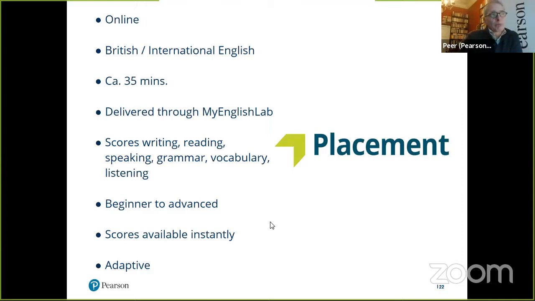It's delivered through My English Lab, and My English Lab is a Pearson-owned learning platform. We host it on our servers, we take care of it, we maintain it, and it runs really well. So the skills that can be tested could be writing, reading, speaking, grammar, vocabulary, and listening skills. Anyone could basically use this test. As we could see on the scale, we can assess beginners, intermediate students, advanced students. So you don't really need to have any particular skill level in order to do this test. The scores are available instantly. And as we said, it is an adaptive test, so it really adapts to your level. So in a way, everybody has a chance of doing this test.